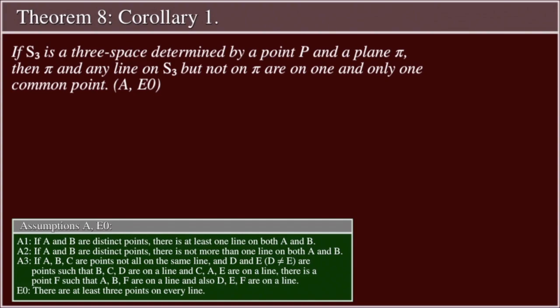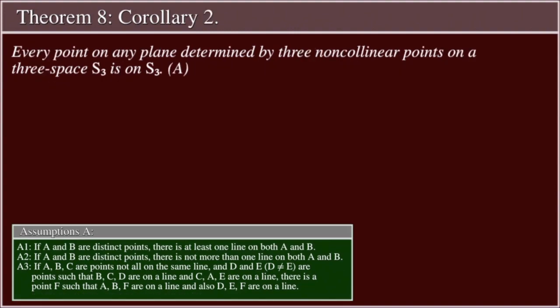Corollary 1. If S3 is a three space determined by a point P and a plane pi, then pi and any line on S3 but not on pi are on one and only one common point by assumptions A and E0. Corollary 2. Every point on any plane determined by 3 non-collinear points on a three space S3 is on S3 by the assumptions A.